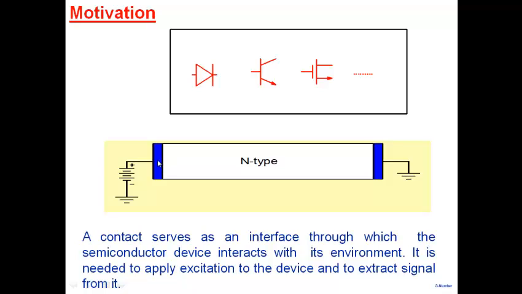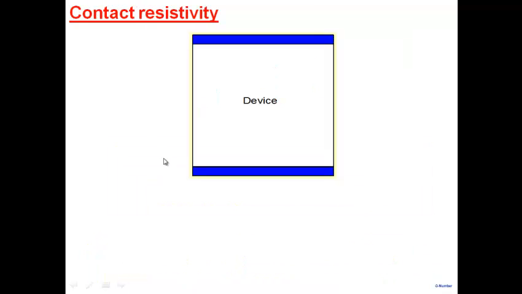So how do we describe contacts in such cases? There is a concept of contact resistivity. Whatever device you have, there is a metal semiconductor contact here and a metal semiconductor contact here. Blue we'll use to denote metals. The contact is being made simply to allow voltages and currents to be applied to your device, and we can describe its properties using a concept called contact resistivity.